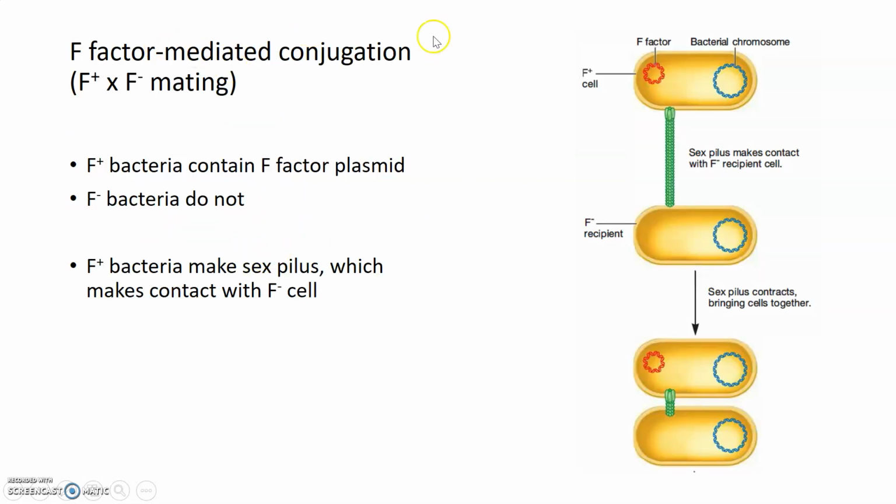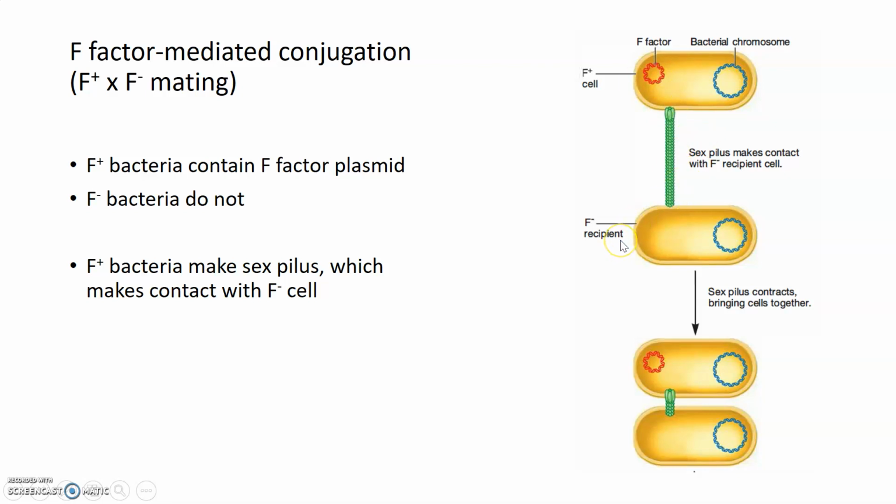F-factor mediated conjugation, or F plus times F minus mating, happens between a bacterial donor cell that contains F factor, or an F positive cell, and a recipient cell that does not contain F factor, or an F negative cell. To start the conjugation process, genes that are encoded on the F factor in the F positive donor cell will generate the sex pilus, or this direct contact between the F positive and the F negative cell.